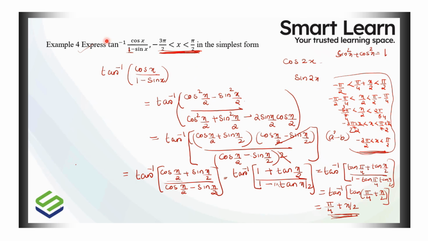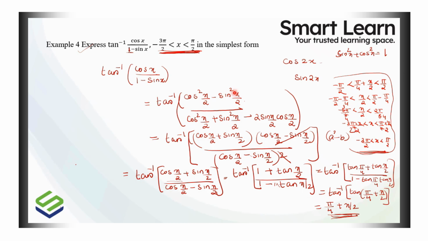Next question. Express tan inverse of cos x by 1 minus sin x in the simplest form. For cos x, I can apply the cos 2x formula, that is cos square x by 2 minus sin square x by 2. For 1 minus sin x, I can replace 1 by cos square x by 2 plus sin square x by 2, and for sin x apply the sin 2 theta formula, that is minus 2 sin x by 2 cos x by 2. The denominator you can write as cos x by 2 minus sin x by 2 the whole square.